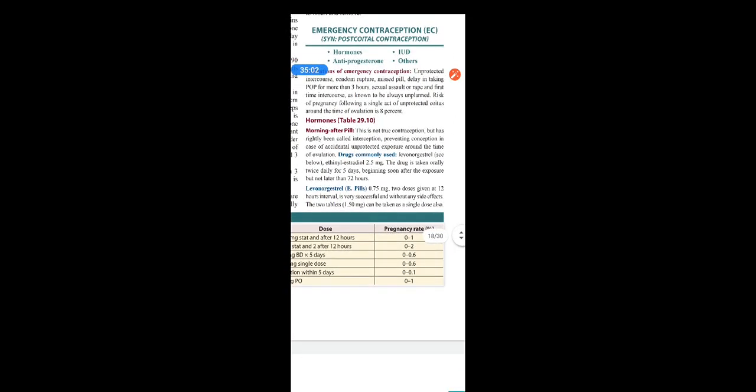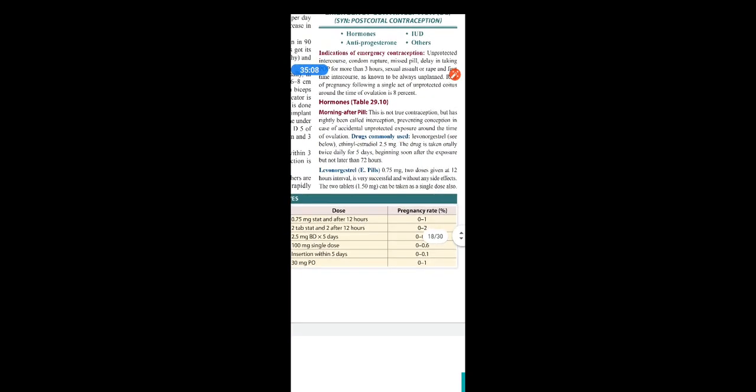Drugs commonly used are levonorgestrel, ethynyl estradiol 2.5 mg. The drug is taken orally twice daily for 5 days, beginning soon after the exposure but not later than 72 hours. Levonorgestrel or e-pills 0.75 mg, 2 doses given at 12 hours interval is very successful and without any side effects. The 2 tablets, 1.50 mg, can be taken as a single dose.